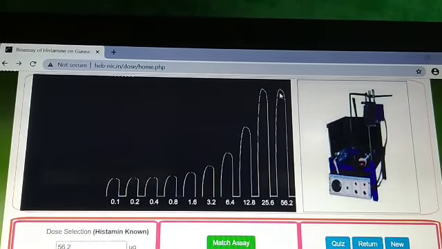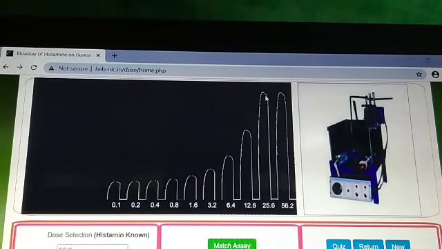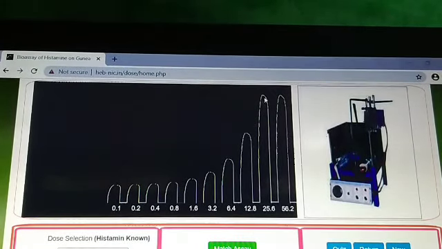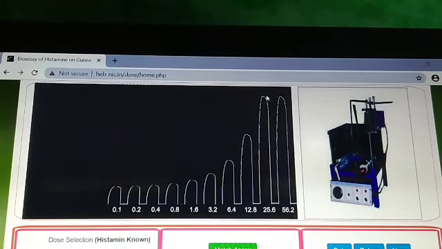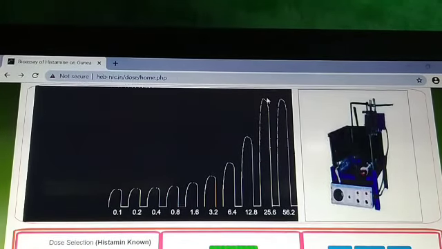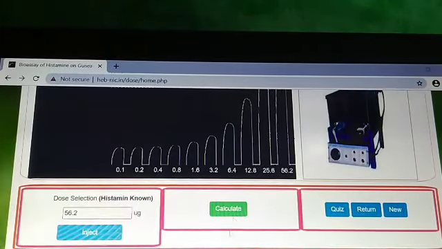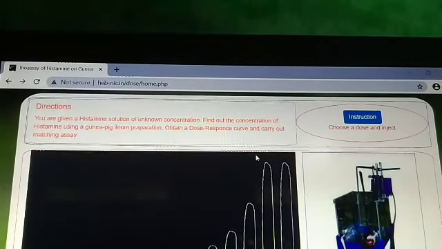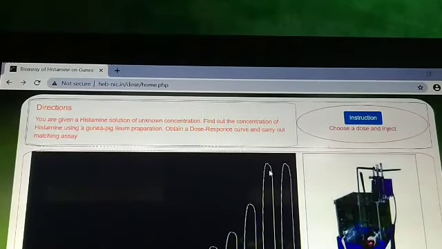Up to this we will do, and here the 100% response will be achieved by the drug. The reason behind no further increase in the response height is that there is no more free receptor present in the tissue or organ we have taken for the experiment. Then we will calculate the different doses along with the response height, and then we can calculate the percent response for the various concentrations.